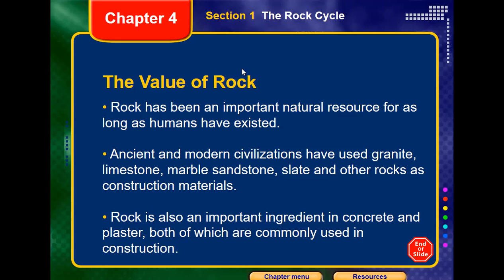So like this, guys, we have an overview image about the rock cycle, and we know what the value of the rocks is. That's our lesson for today.